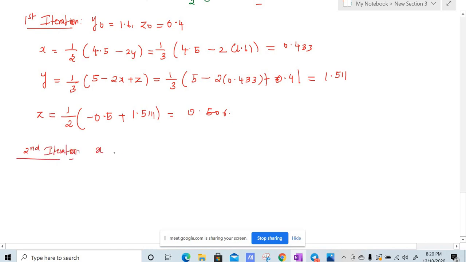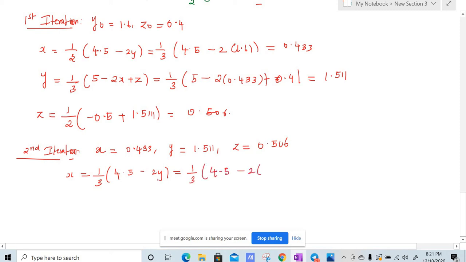So for the second iteration, our x is 0.433 and our y is 1.511 and our z is 0.506. And what is our x now? 1 by 3, 4.5 minus 2y. So it will be 1 by 3, 4.5 minus 2 into the updated value for y, which is 1.511, and this will be equal to 0.493, and y will be 1 by 3 into 5 minus 2x plus z. It will be 1 by 3, 5 minus 2 into our updated value. You always use the updated value.